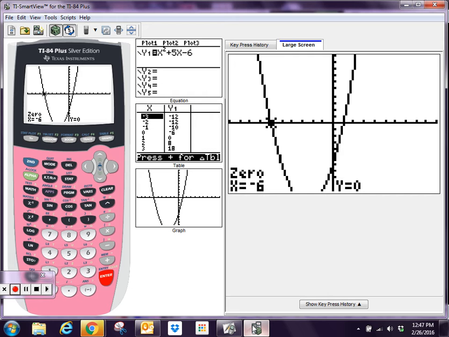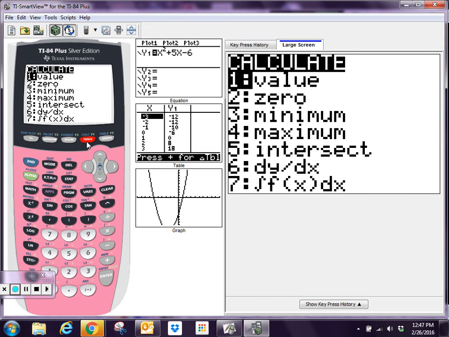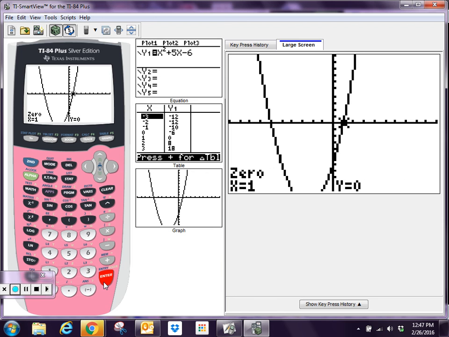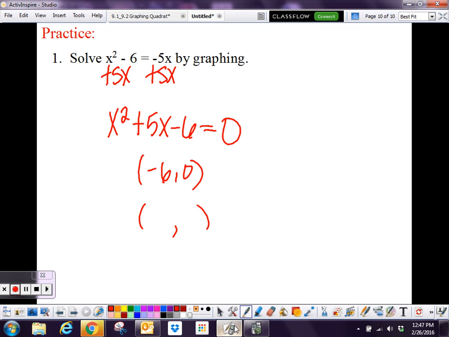Okay, now I'm going to calculate my other one. So second trace. I needed the other 0. Technically, I'm already on the left side, so I'm going to press enter. Then I'm going to get to the right. I'm going to keep going until I get to the right of that 0. Now you can see my cursor. Now I'm to the right. Press enter. Enter one more time. And there's our other 0, 1. So 1, 0.